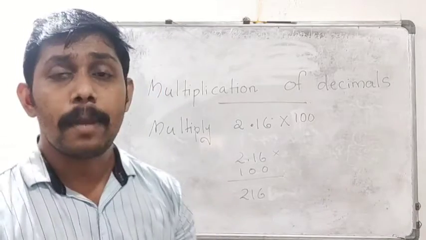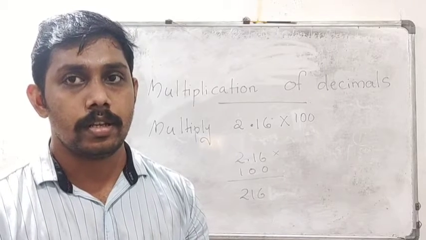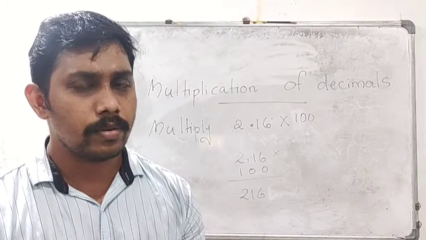So this is the multiplication with 10, 100 or 1000. Okay, I think you understand it.